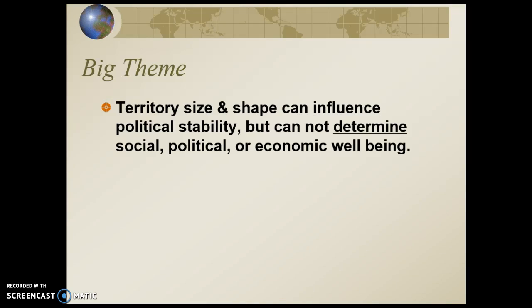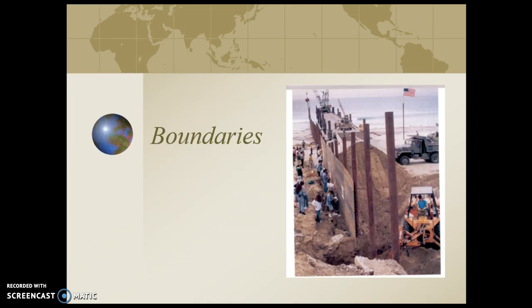So territory and size can shape and influence political stability, but do not determine social, political, or economic well-being. So it can have an influence, but it's not necessarily determinable. Just because a state is elongated doesn't mean it's going to have problems north and south. Or just because a state is compact does not mean it's going to have economic well-being or political or social stability. These are just, based on history and some examples, things that could happen.